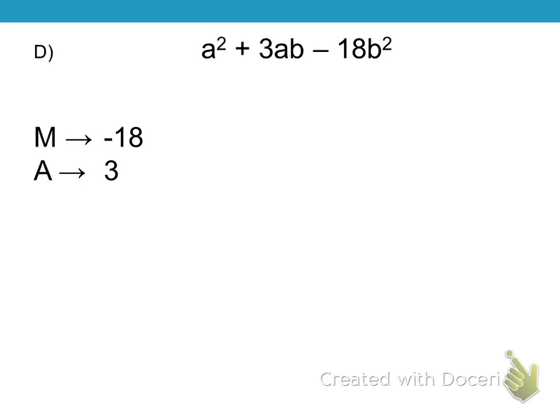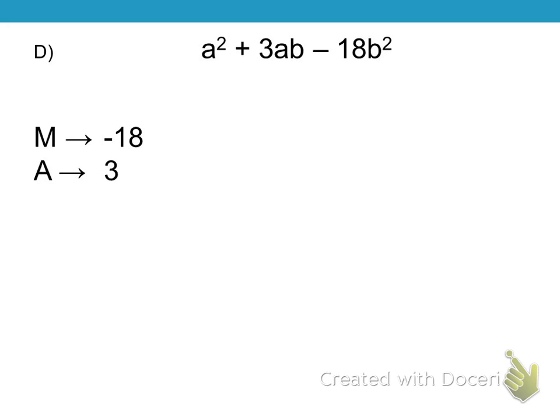All right, let's just focus on the numbers for a second. So forget about those variables until we get to writing it in the binomials. So my M is still just 1 times -18, which is -18. My A is that middle term, 3. So I heard 3 and -6. I heard 6 and -3.